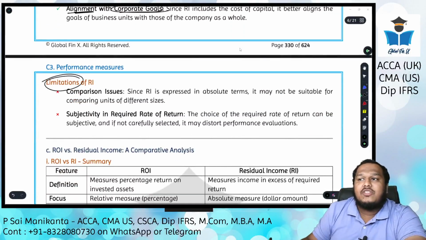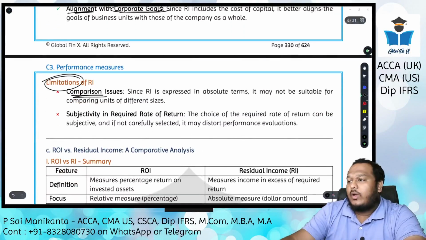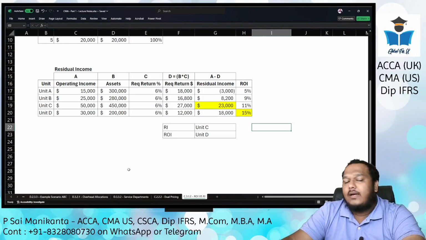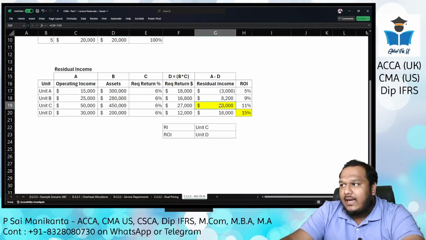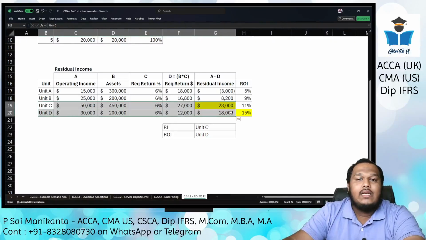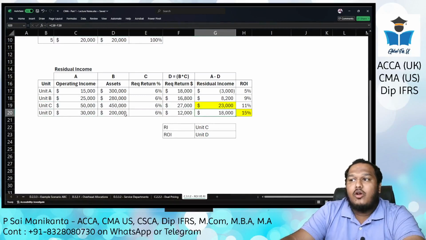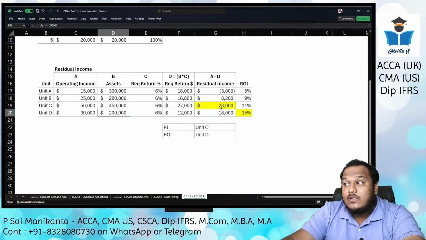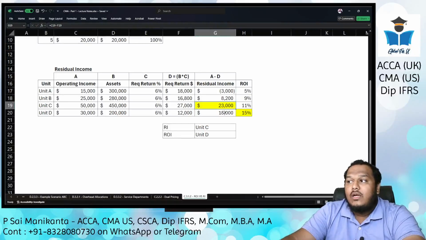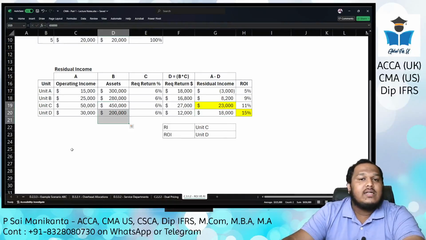Sir, the limitations, comparison issues. Sir, can I compare two units based on their RI? You cannot. You cannot compare two units based on RI. Sir, can I compare these two and say that business unit C is doing better than business unit D? No, you cannot. Because this is 18,000 profit on 200,000 investment. This is 23,000 profit on 450,000 investment. How can you compare 23 and 18? Because the denominators are different.